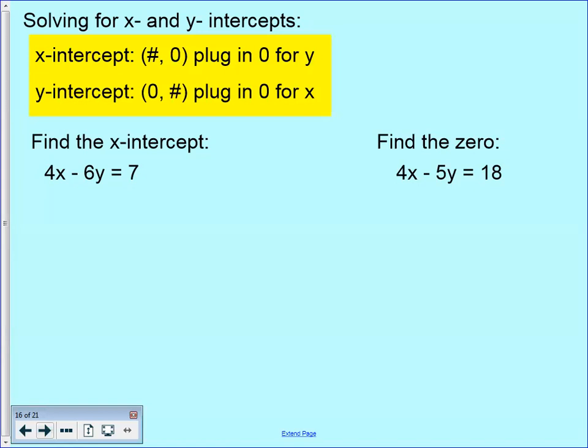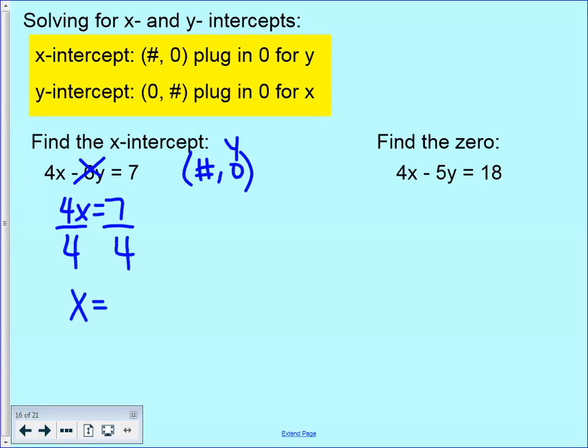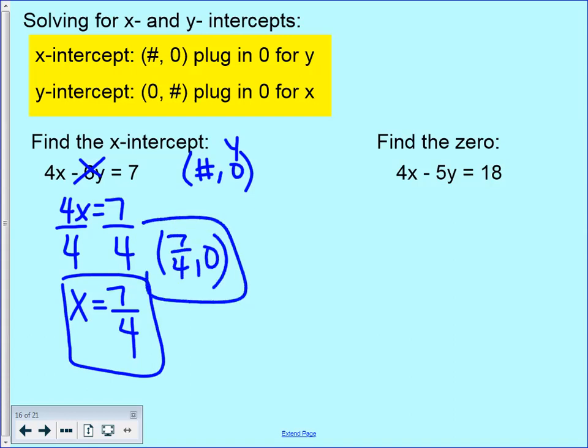For an x-intercept, my coordinate looks like this. It looks like a number and 0. So that means that my y is the 0 part. So my y cancels, and I'm left with 4x equals 7, which means divide by 4 to solve for x. X equals 7/4. Now, I can't leave that as my final answer, though. I shouldn't have boxed that, because it should be 7/4, comma 0 as my final answer. This is what we want.